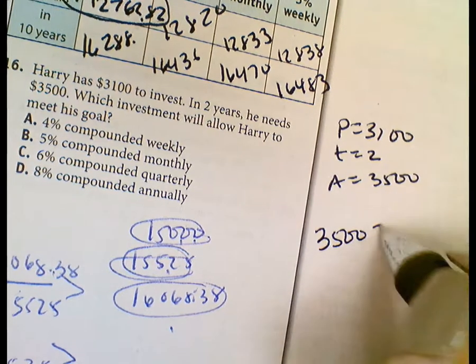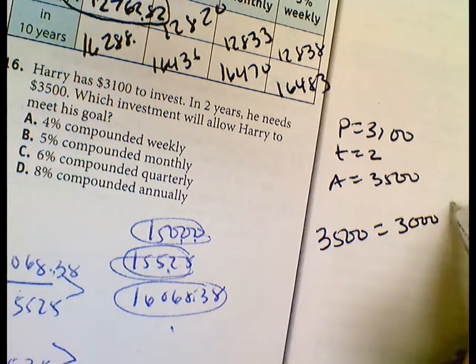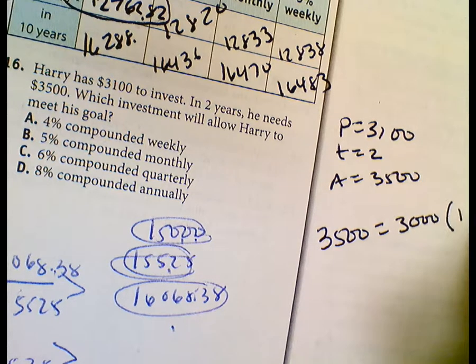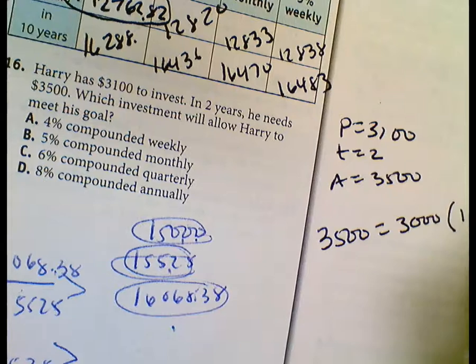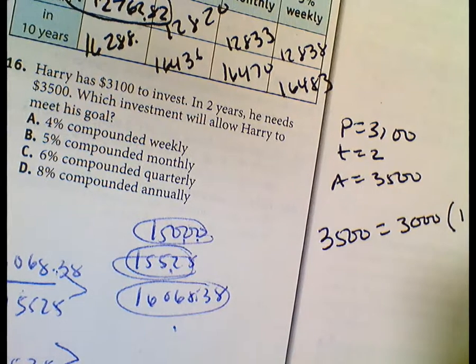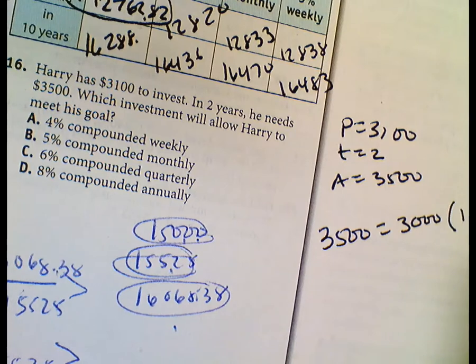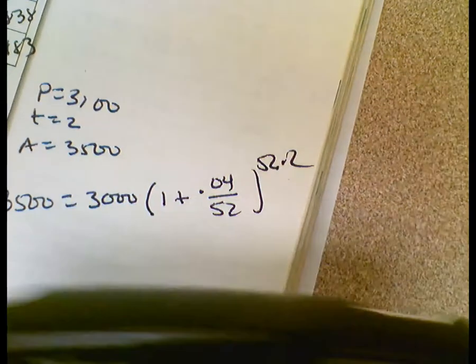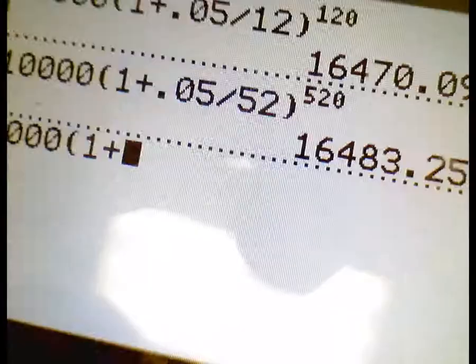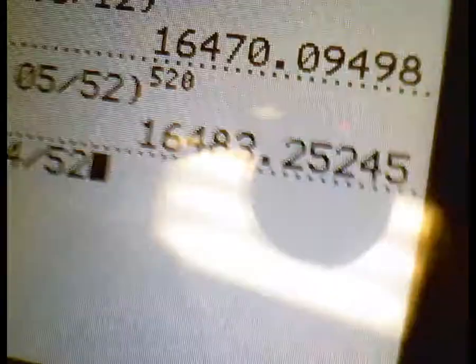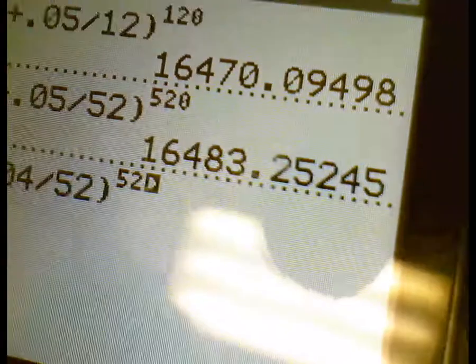So if you like this amount to be 3,500 and you're going to start with 3,000, do you need the first one to be 4% compounded weekly? So let's look. Weekly, 52. 52 times 2 years. Let's see. Is that going to be what we need? Nope. It's not the first one, because that was so off of my 3,500.